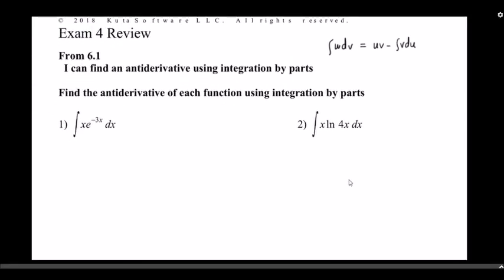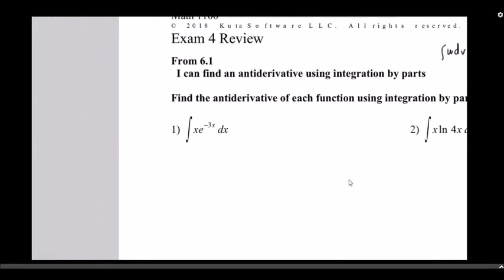So what we need to try to do in question 1 is choose which part of this expression is going to be u and which part of it's going to be dv. Remember the guidelines for u is something whose derivative becomes more simple. For example, if I choose x there for u, then its derivative du is 1, which is more simple than x.